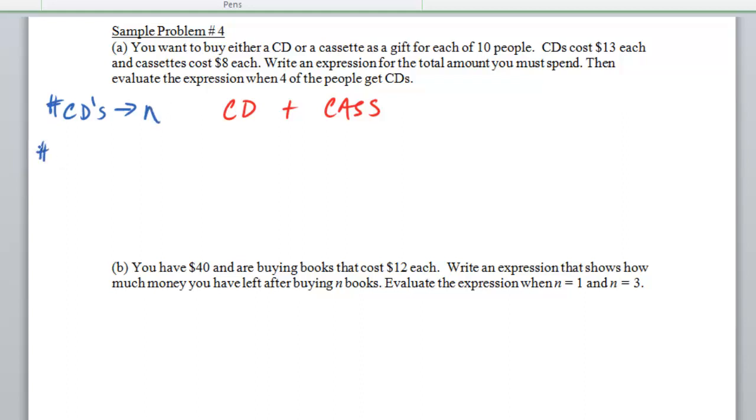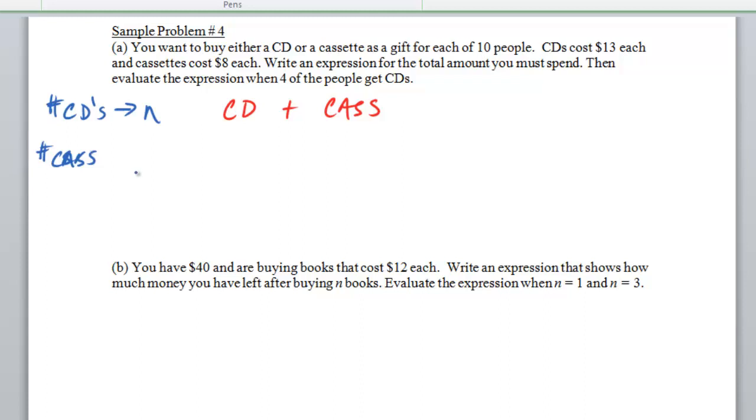So if I'm doing that, how do I represent the number of cassettes without using a second variable? Well, it told us in the problem that we had 10 people to buy for, and I'm buying either a CD or a cassette. So we know that if I bought 4 CDs, so to speak, that I would have 6 people that I'm buying cassettes for. So cassettes is actually dependent upon the number of CDs that I buy.